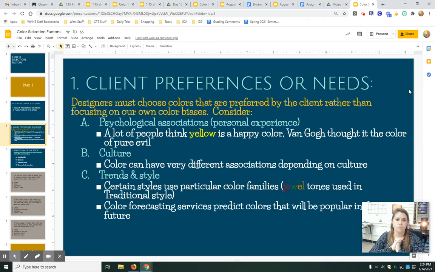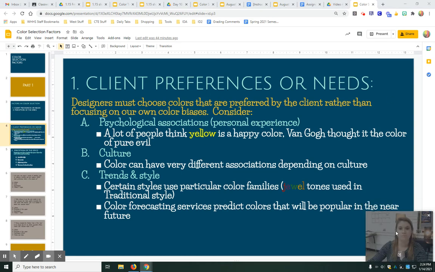The designers must choose colors that are preferred by the client rather than focusing on our own biases. Because remember, you're designing for someone else if this is your job. You're not designing for your own self for your job. You can do that in your own time, but not as your career if you're an interior designer or any kind of designer. So our three things that are like clients' preference factors.